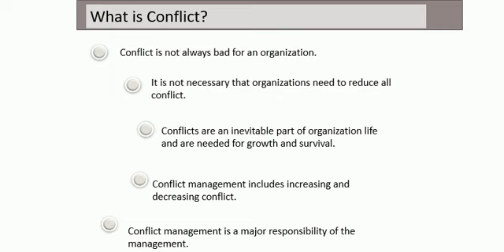So basically conflicts are part of the life of the organization, and they are needed for growth and survival. Conflict is also needed for increasing trust and mutual understanding among different employees. So conflict management will focus on increasing and decreasing those conflicts. Sometimes it will be good for the organization, sometimes bad.